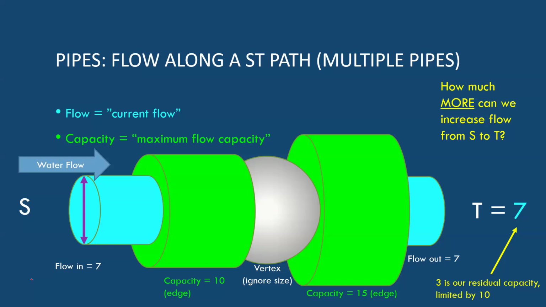So when we talk about an augmenting path, it will involve multiple edges, and we have to find the smallest capacity to know what the limit is for that particular path. Okay. So let's kind of ratchet forward then.